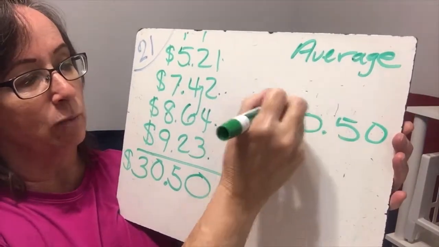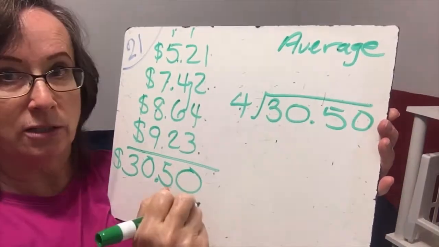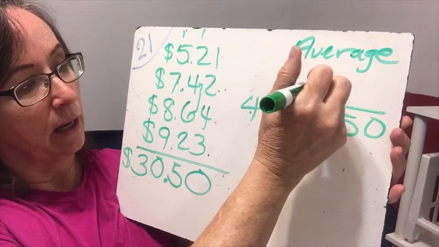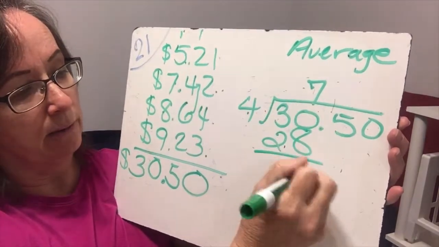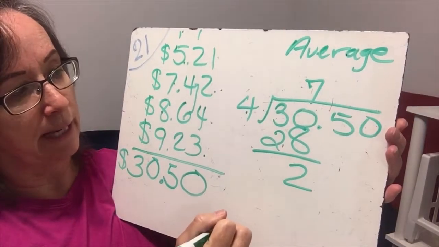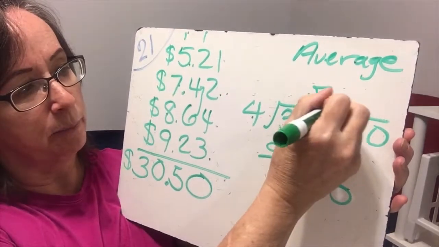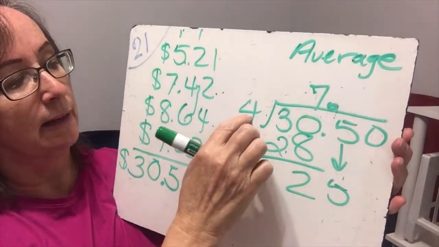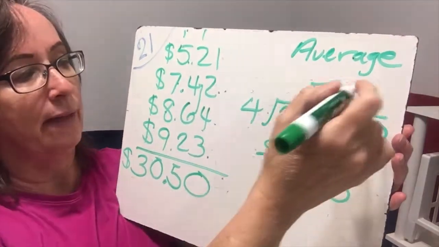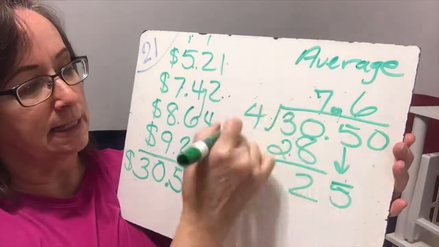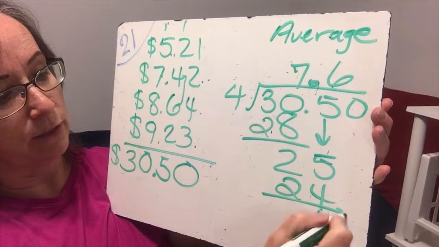So $30.50 is the sum, and we're going to divide that by the four items. And 4 goes into 30 7 times. 7 times 4 is 28. We bring down our difference there of 2, and we're going to bring down our 5. I'm going to go ahead and put our decimal there. So we have 25 divided by 4, and that's going to be 6 times 4 is 24. And then we have 1 left over and a 0.